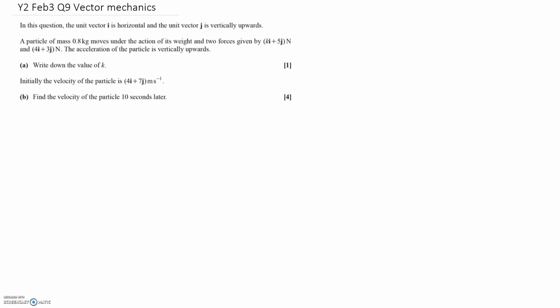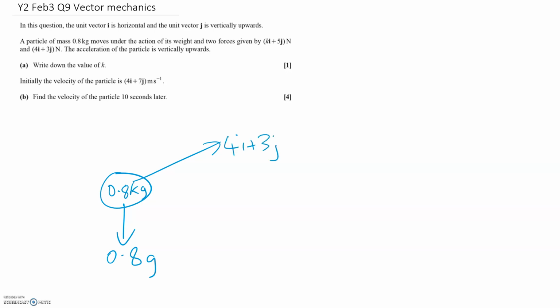I think it helps to sketch a diagram for these kinds of questions. This is question 9. So that's our particle, mass 0.8 kilograms. Its weight is 0.8g going down. It's got a force roughly in this direction of 4i plus 3j.